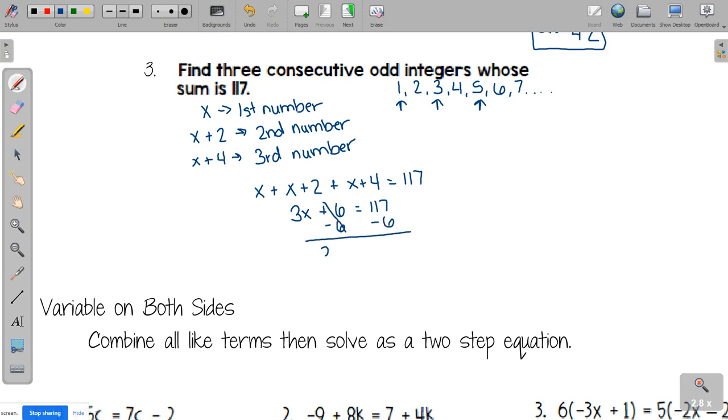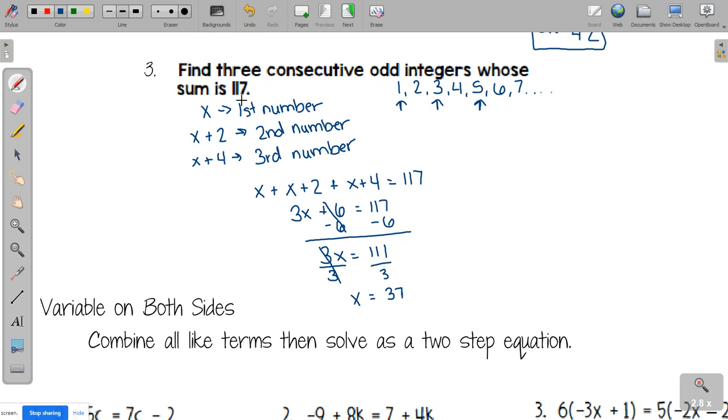Cancels out. Left with 3x equaling 111. Then we divide 3 on both sides. And x equals 111 divided by 3 is 37. So we found what x is. We did not answer our question yet. We have to find those 3.